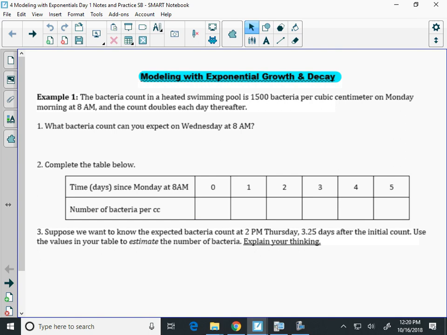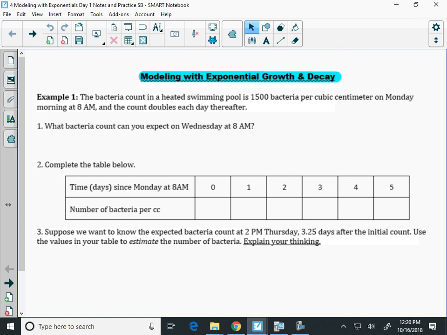Am I grossing you out? Are you never going to go swimming again? So there's a lot of bacteria in a swimming pool. Now, not all bacteria is bad. Some bacteria is good.